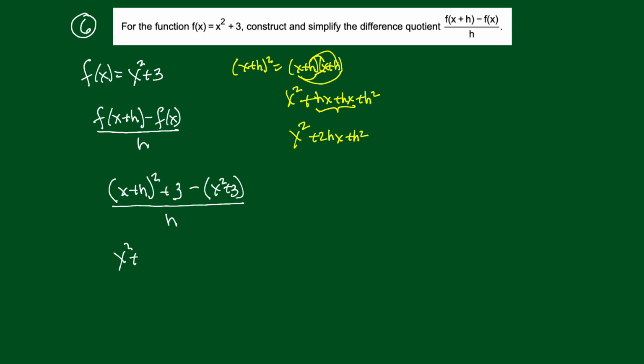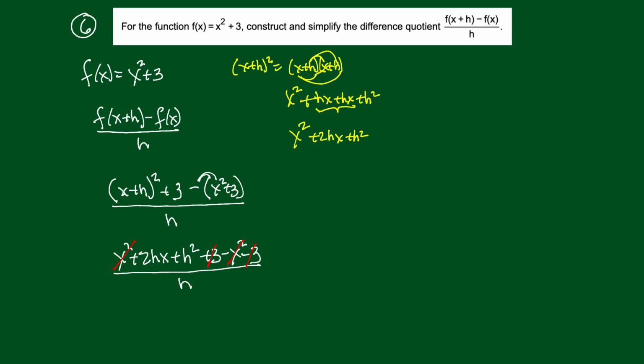X squared plus 2hx plus h squared, then the plus 3, and now take the minus sign through. Minus x squared minus 3 all over h. Now look what happens here. X squared goes out, and the 3 minus 3 goes out. So everything that's left has an h in it, and that's going to eventually cancel.